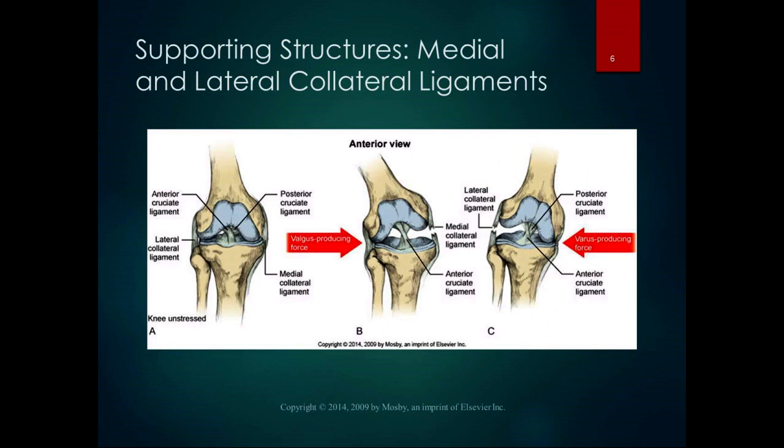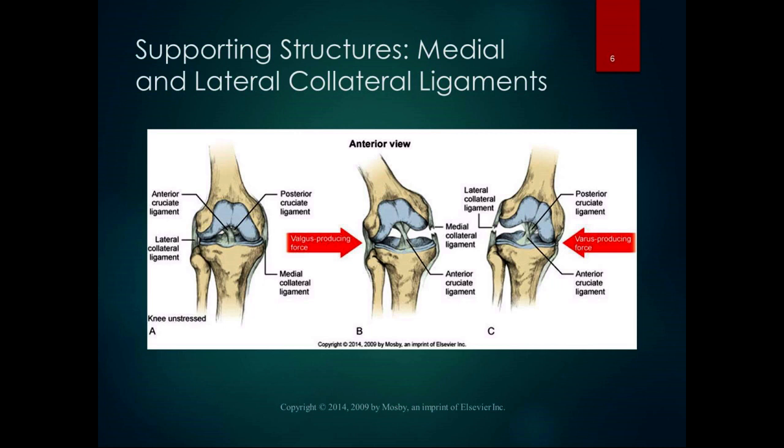So this is our ACL, PCL, or sorry, MCL, LCL view. On the first one, the unstressed knee, you can see the ACL and the PCL in there, and then the lateral and medial collateral ligaments on either side.